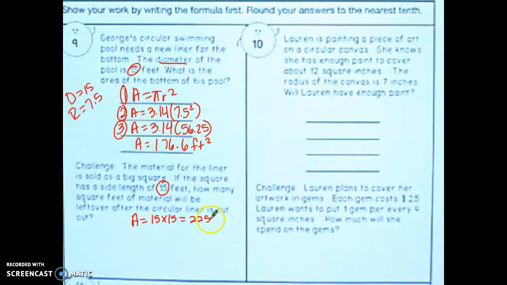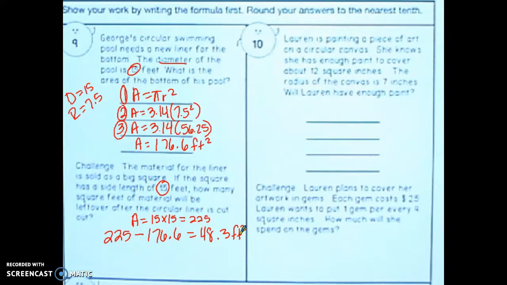Then we subtract the area of the circle. That's the whole liner that they're sending you. Subtract how much you need of the circular liner, and that is 48.3. So you'll have about 48.3 square feet left over.